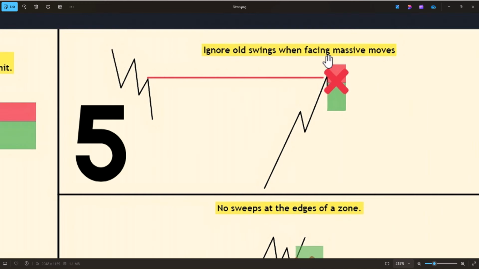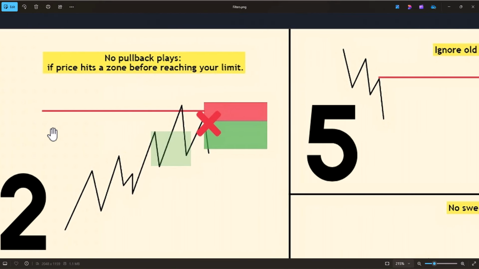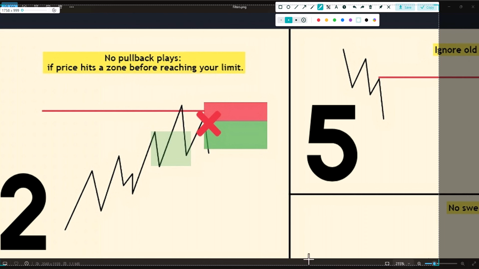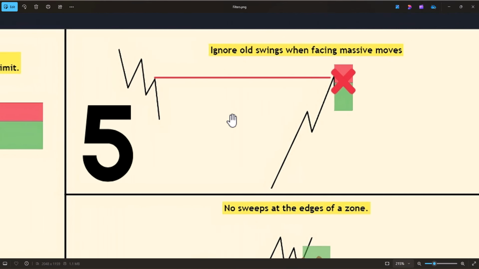Moving on to the fifth filter, which is ignore old swings when facing massive moves. So this is like this one, but not exactly. So here, let's say that we have a downtrend, like this. And this is something that I noticed from my backtesting. So here we have a downtrend, and then we have the shift here. So now there's a good probability the previous zone will offer the pullback, but here this is something else.